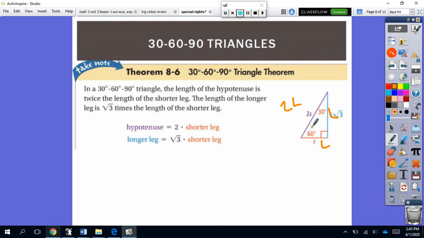The hypotenuse is equal to 2L. Short side is L. Long leg is L times the square root of 3. So hypotenuse is 2 times the shorter leg. Longer leg is square root of 3 times the shorter leg. Copy this down on your paper, and then let's do some examples.